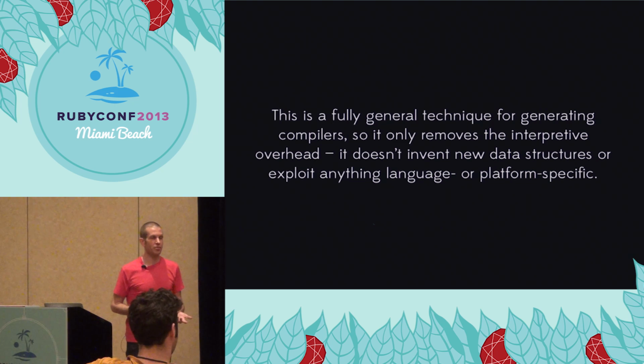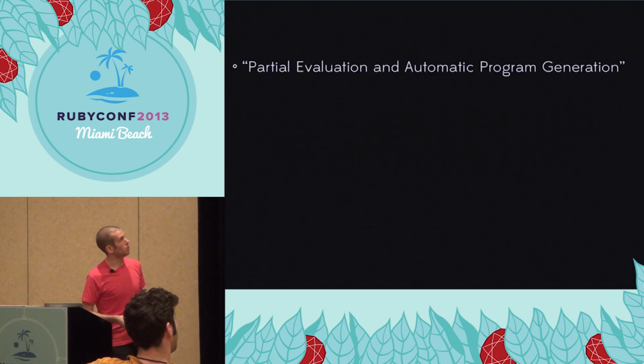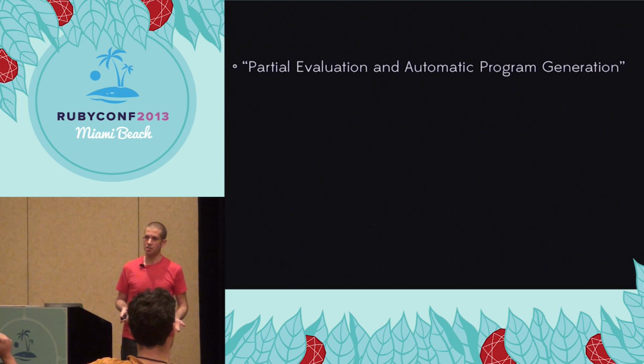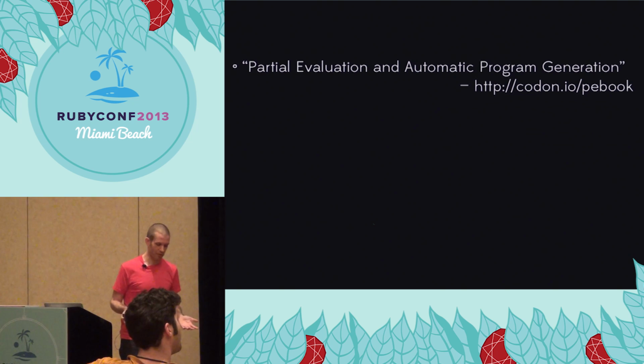So if you're sufficiently interested in this that you'd like to learn more, then there's a really interesting book called Partial Evaluation and Automatic Program Generation, which is now available for free. So if you go to that URL there, you can download a copy of that. It's a really good textbook.